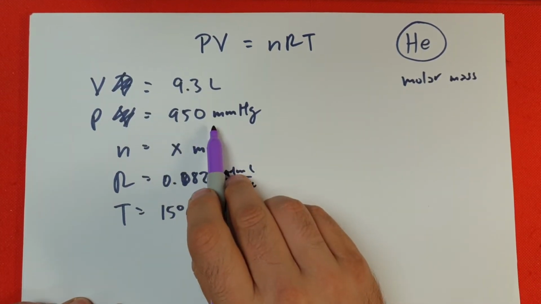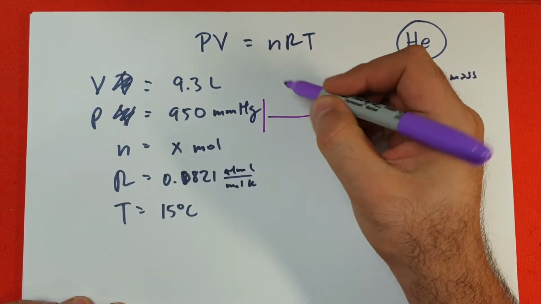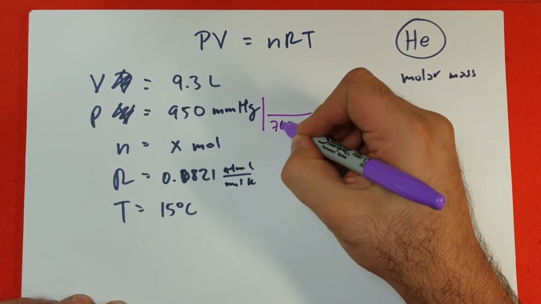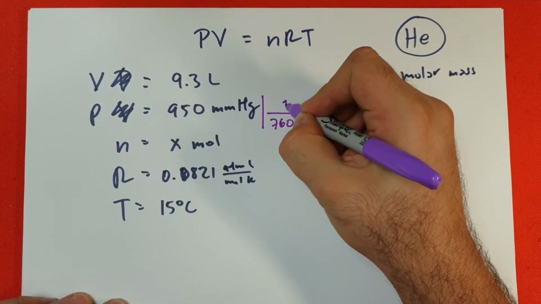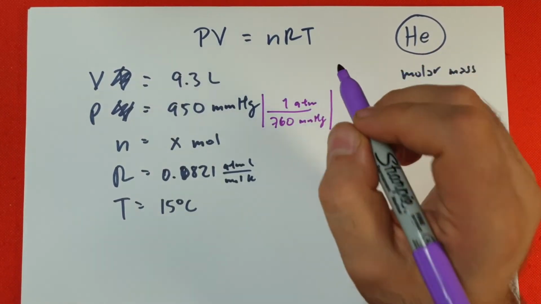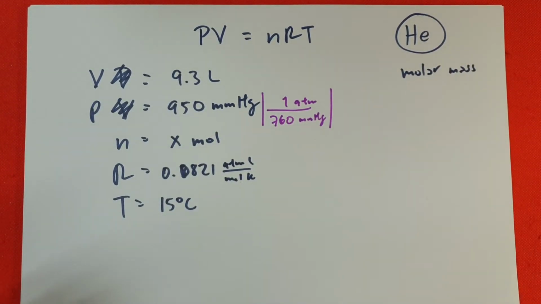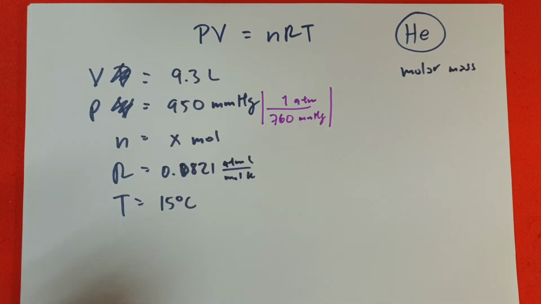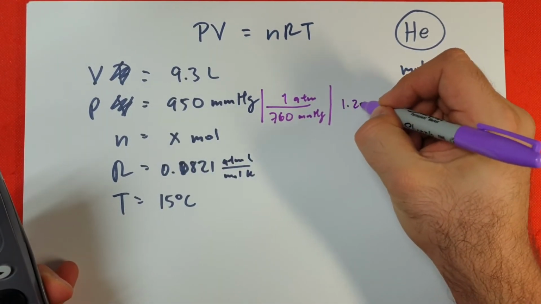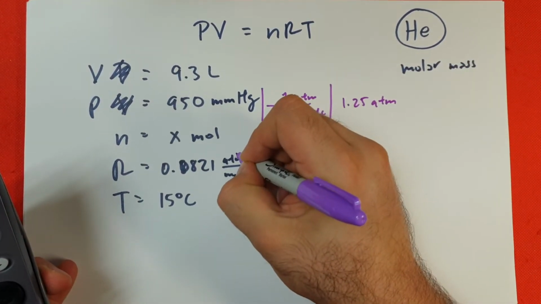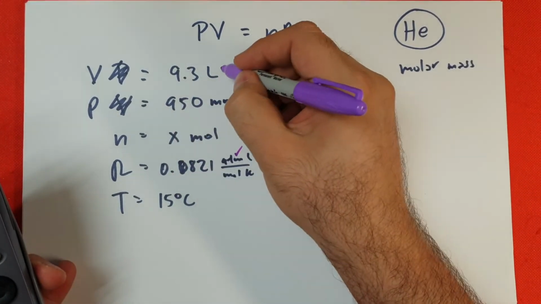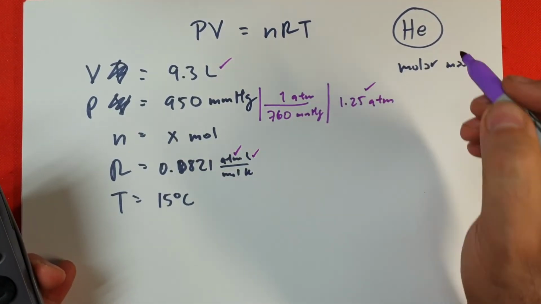Atmospheres, the pressure is not in atmospheres, so we need to convert that, and we know that 760 millimeters of mercury is 1 atmosphere. So we punch that into the calculator, and we get 950 divided by 760. We're going to get 1.25 atmospheres. So now they're matching. Liters, we're in liters. It's good. This is good.